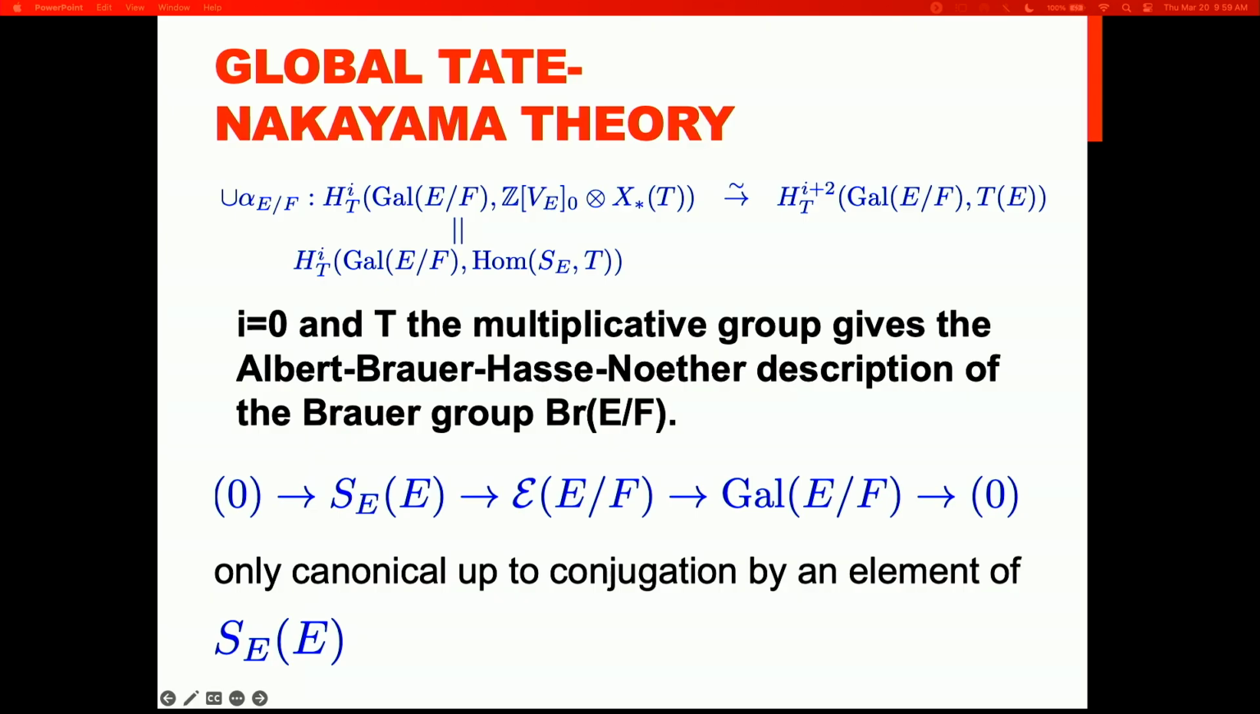And just as in the other settings, if we have a class in H2, we get an extension, this time by the E points of this pro-torus SE, or the Galois group by the E points of the torus SE. And again, we don't know this up to unique isomorphism, only unique up to conjugation by an element of SE of E.